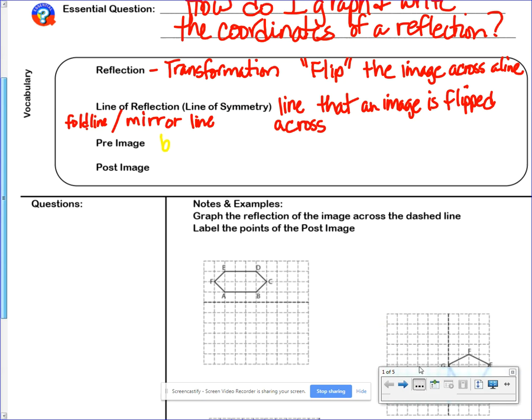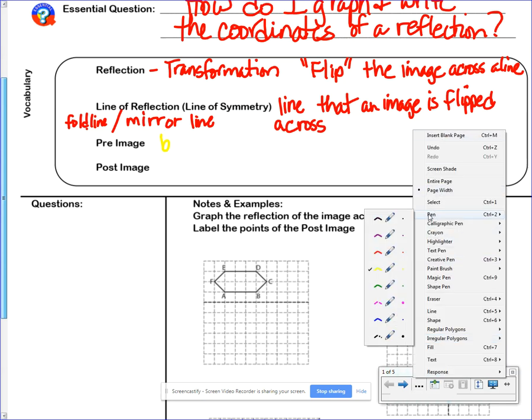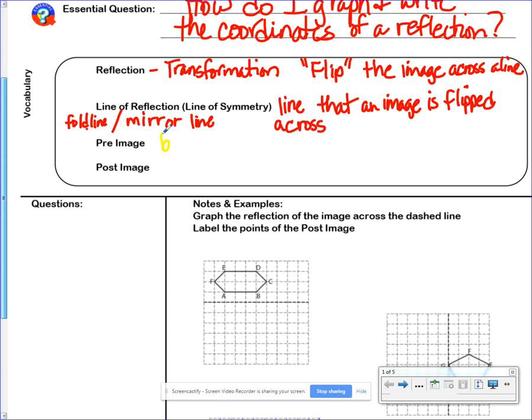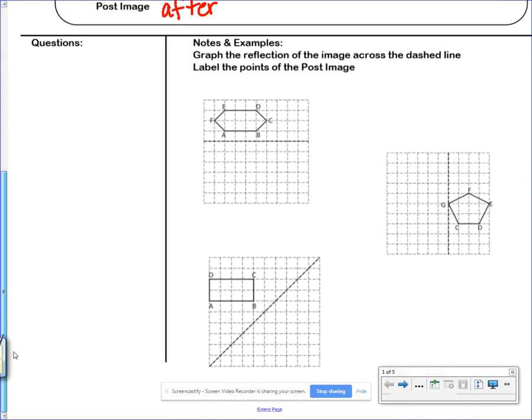Also, oh, yellow, where'd that come from? Also, every time it was Valentine's Day and you learned how to make hearts, that's a perfect illustration of using a reflection line or a line of symmetry to cut out that heart. And again, pre and post images are the befores and the afters of the transformation taking place.